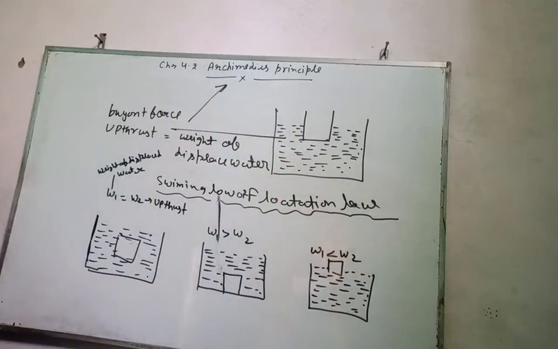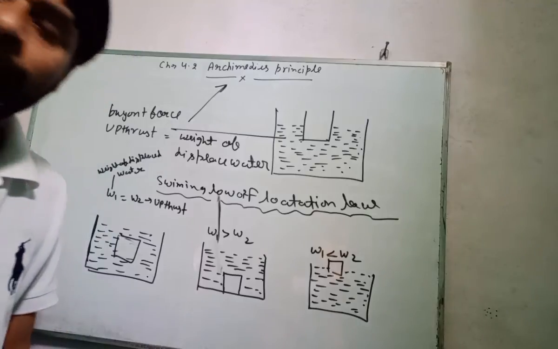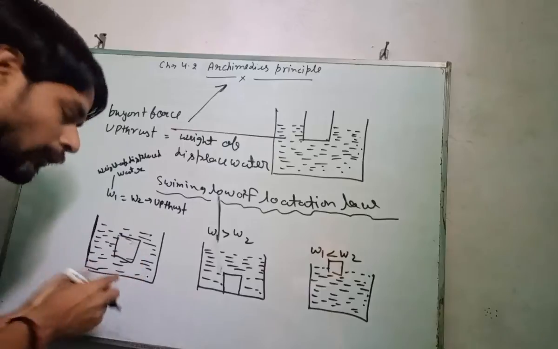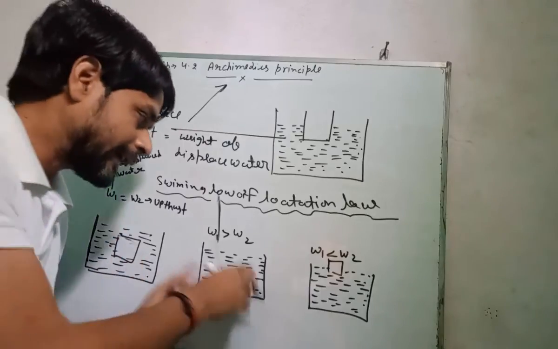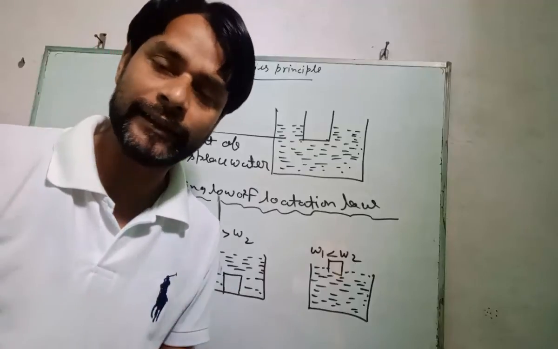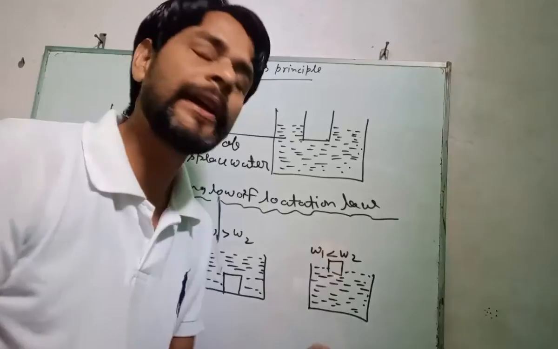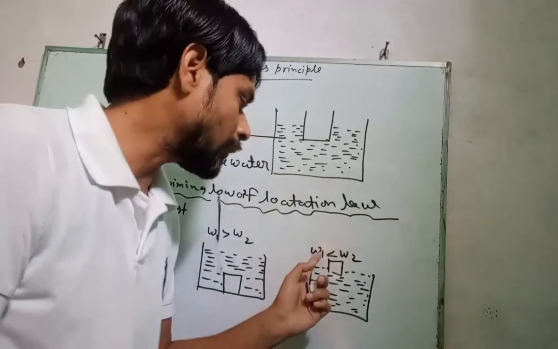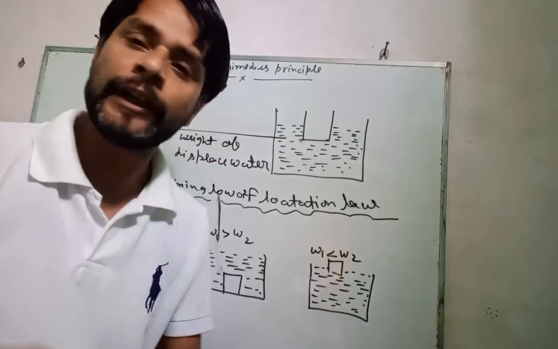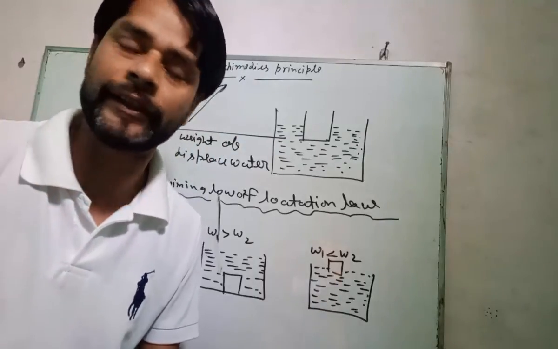First condition, if the weight of displaced water is equal to the upthrust, then the object stays constant in the water. Second condition, if the weight of displaced water is more than the upthrust, then the object is immersed in the water. Third condition, if the upthrust is more than the weight of displaced water, then the object floats on the surface. These are the three laws of swimming or flotation.